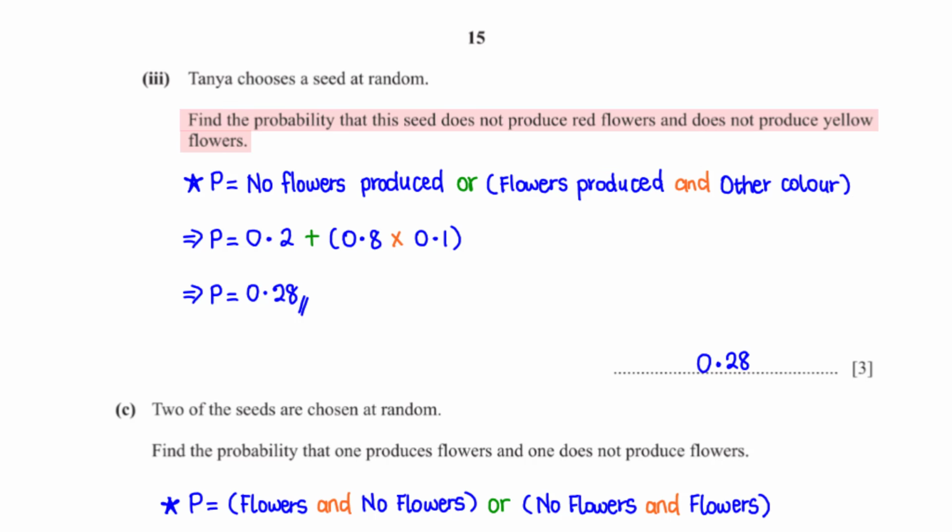From the tree diagram, we know that the probability that no flowers are produced is 0.2. The probability that flowers are produced is 0.8. And the probability that these flowers are neither red nor yellow is 0.1. When we type this into the calculator, we get 0.28.